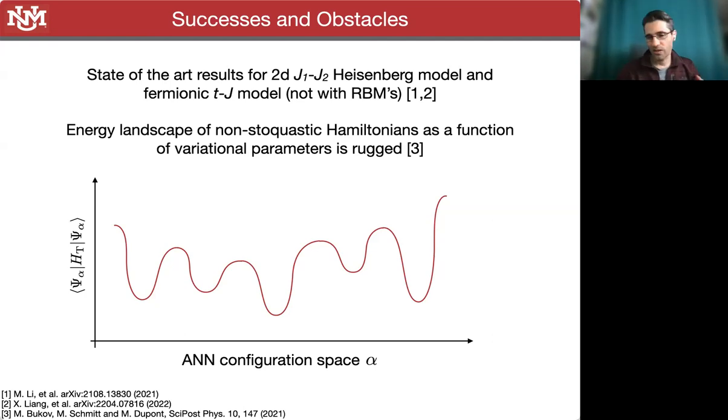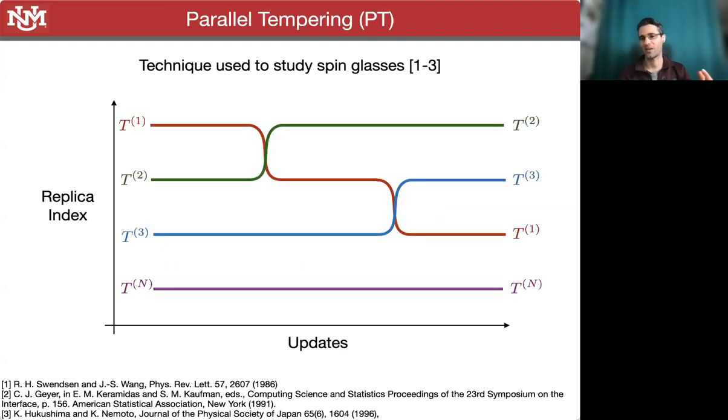But when I see a rugged energy landscape, I think of spin glasses, and I think about what are the techniques that we use when we study spin glasses to help us explore this rugged energy landscape? And of course, the answer is parallel tempering.